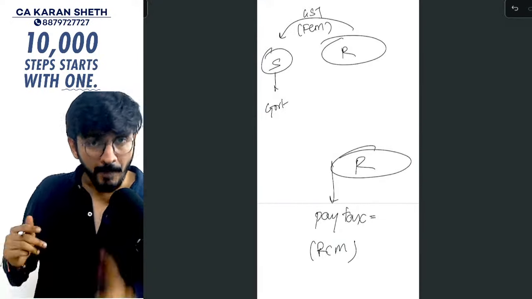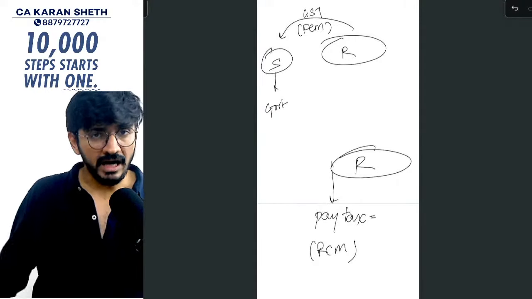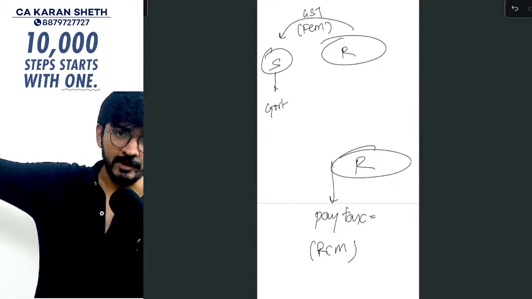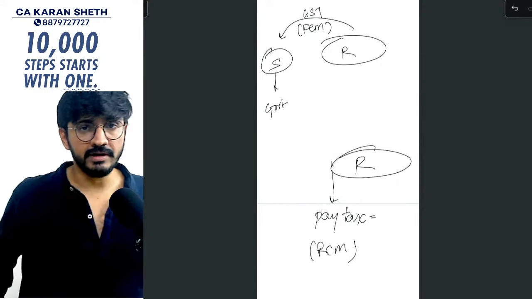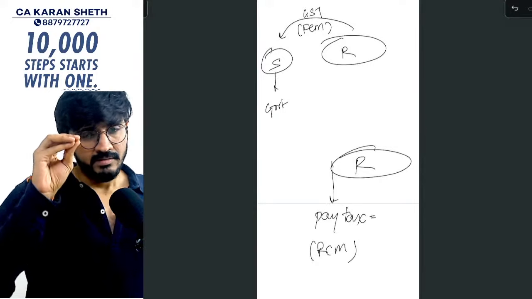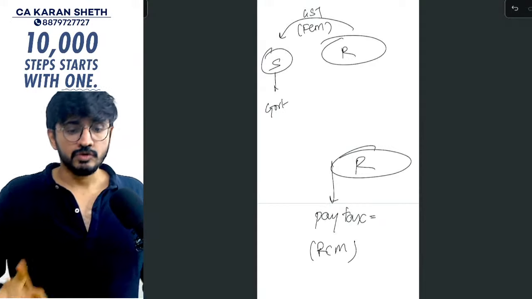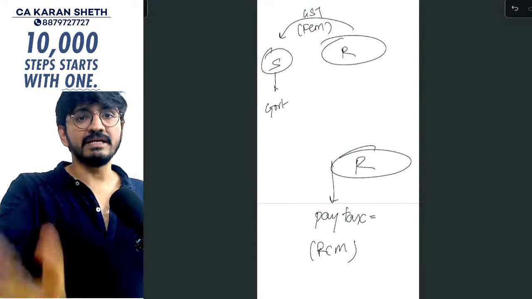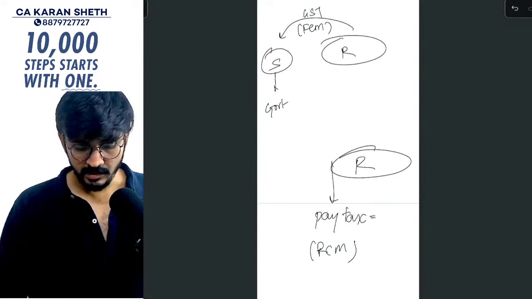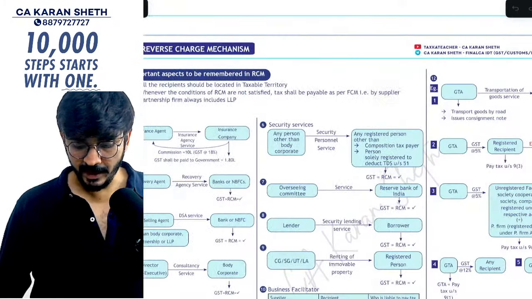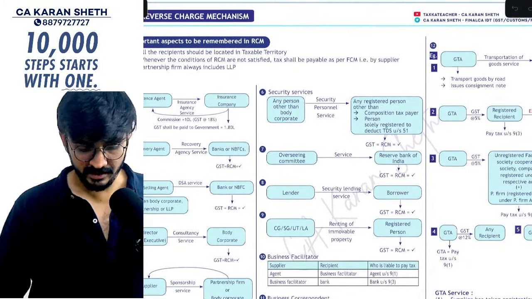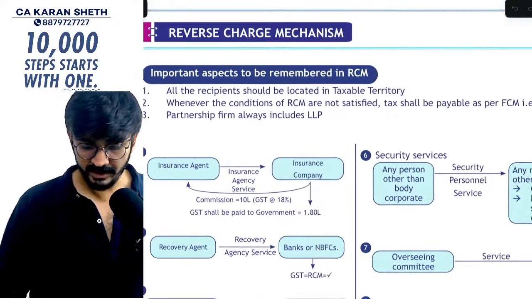Got it? But when it comes to RCM, he will pay 1 lakh to the supplier and 10,000 he will pay to the government. Again, his pocket is getting emptied by 1,10,000 only. So 10,000 he will get as ITC. Simple. It doesn't matter whether he's paying as per FCM or RCM. Fantastic.